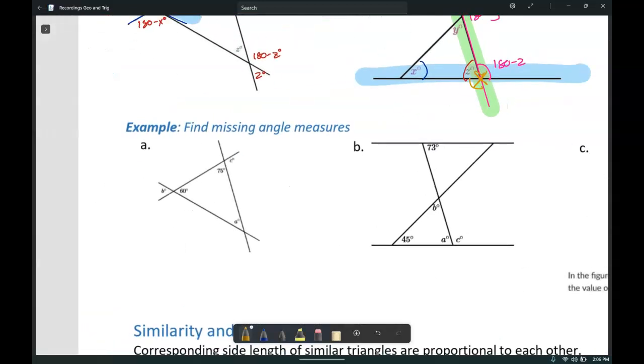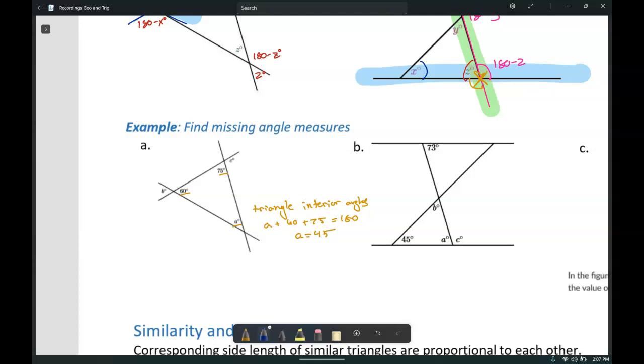Missing angle measures. Here we're given a diagram. We have angle A, B, and C. Well, we can start with the measure of angle A. It is inside of a triangle and two other angles are given. So since we have the triangle's interior angles, the sum of angle A plus 60 plus 75 has to equal 180 degrees. And if we solve for A, we find out that A is 45 degrees.